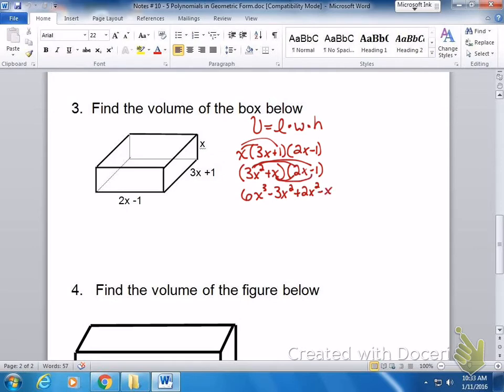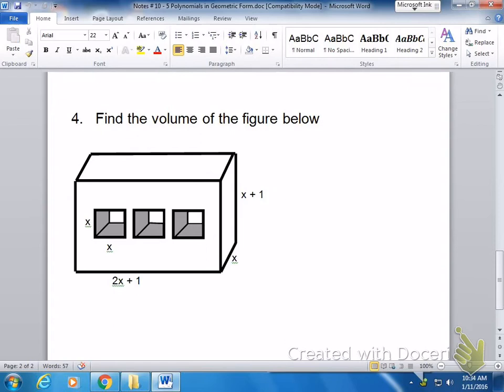Now I just need to combine my like terms and I'm finished. The only x cubed I have is 6x cubed. But I have negative 3x squared plus 2x squared. Negative 3 plus 2 is negative 1, so I have negative x squared. And all I'll have after that is negative x. There's your answer. Let's go to the last one.